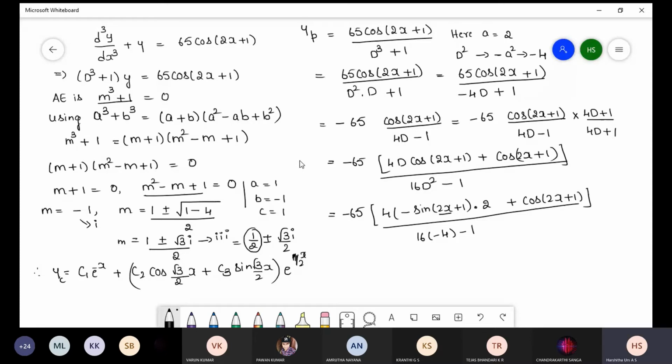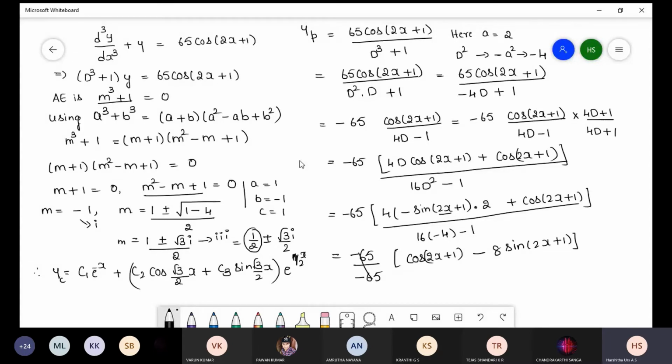So I write here minus 65 divided by 16 into 4, that is 64. So minus 64 minus 1 is minus 65. Both will get cancelled. Remaining will be cos of 2x plus 1 minus 8 sine of 2x plus 1. This is the value of yp.